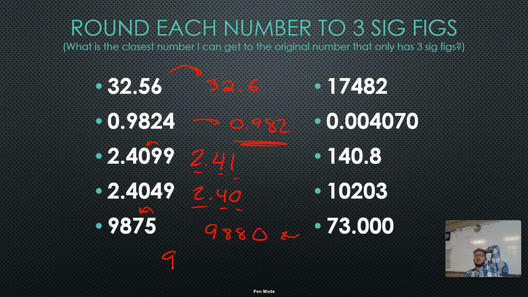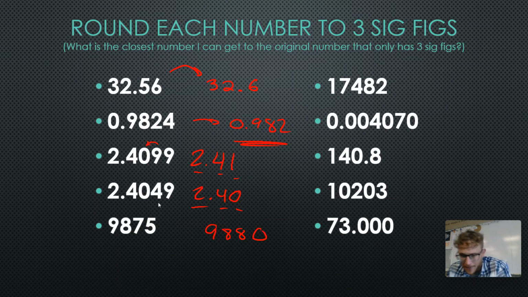You're like, wouldn't it be 988? I'm like, well, I mean, you're right. 988 only has 3 sig figs. But which number is closer to this? 988 or 9,880? And you're like, oh, I see. 9,880 is the closer number to 9,875. All right, so weird stuff. I know, weird stuff. Okay, so that's rounding numbers to a certain number of sig figs.